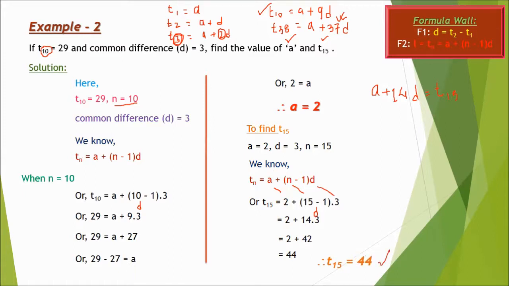This is our answer. Now let's move to another example. Example 3. This is a simple example.